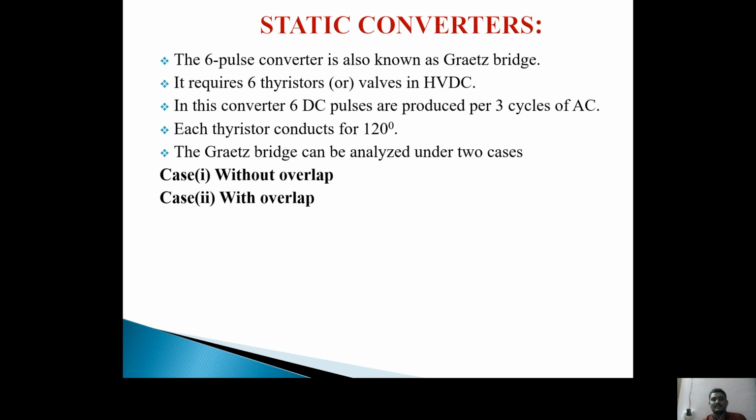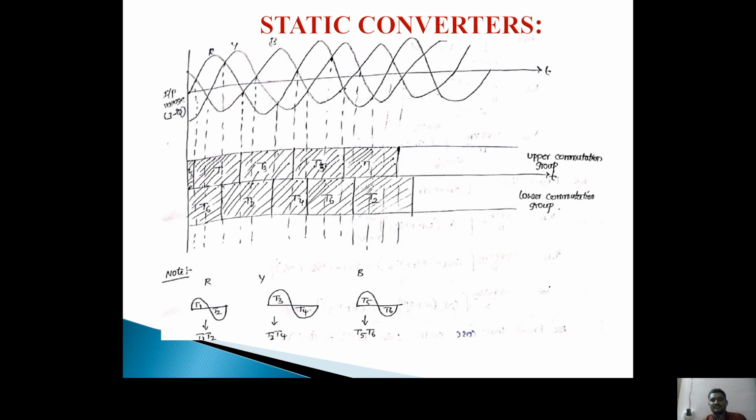So first I will start without overlap. Before that, I will show the diagrams, that means the waveforms of the 6 pulse converter. At the starting we have the three phase supply voltage, that is the input voltage. Three phases, namely RYB or ABC.